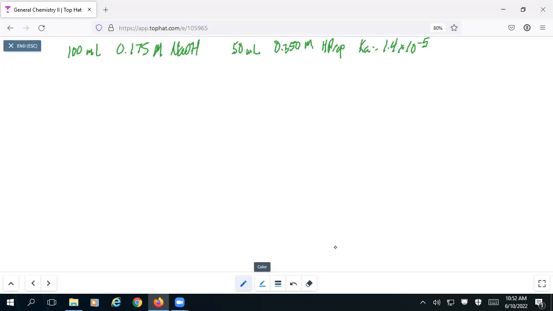So once again, we're talking about hydroxide reacting with the propanoic acid to become water and the propanoate ion. 100 times 0.175 would be 17.5 millimoles. 50 times 0.35 is also 17.5 millimoles.